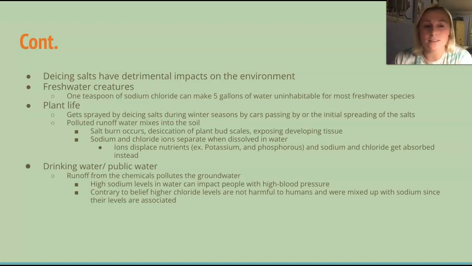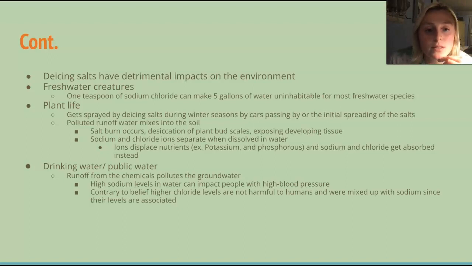So the whole thing is an isotonic relationship, but when large concentrations of salt suddenly wash into the environment, the water inside the fish is going to move towards the high solute concentration, which is now in the environment, creating a hypertonic environment for the fish, and they'll start to dehydrate. And I'll get a little bit more into that. But a little fact is that 1 teaspoon of sodium chloride can make 5 gallons of water uninhabitable for freshwater species.